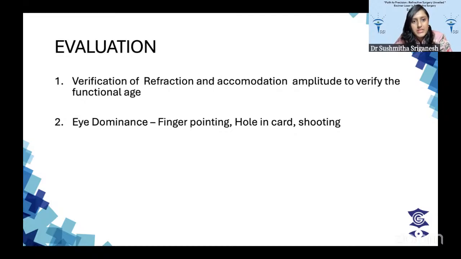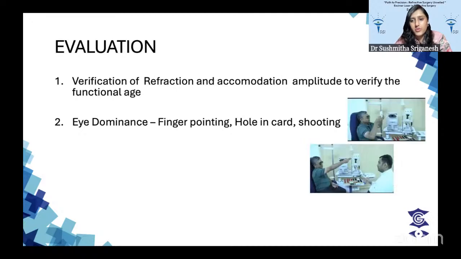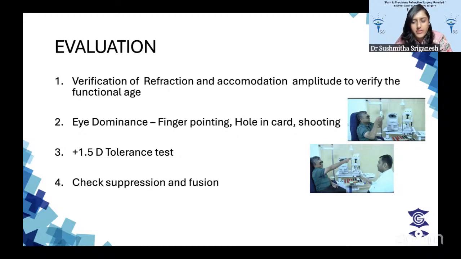Also, an eye dominance test needs to be checked with finger pointing, a hole in the card, and shooting, like in these images. A plus 1.5 diopter tolerance test needs to be performed, and I'll show a short video regarding how to do this. We check for suppression and fusion, and the planning is done on the CRS master.